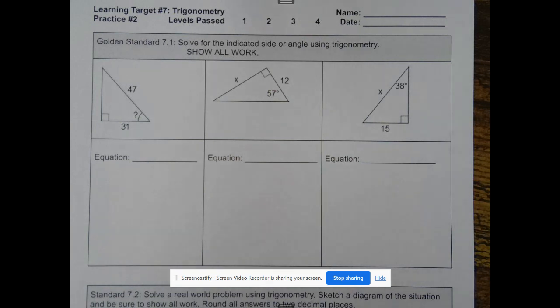Hello everyone, we are here to do our video walkthrough of practice quiz number 2 for learning target number 7, trigonometry. So let's start up at the top here, our golden standard. Solve for the indicated side or angle using trigonometry.